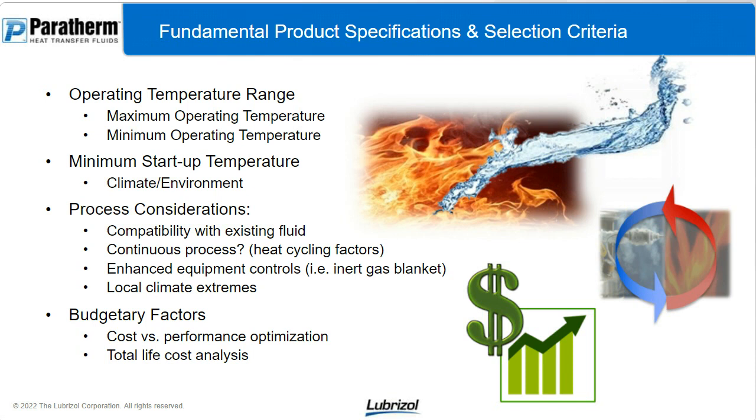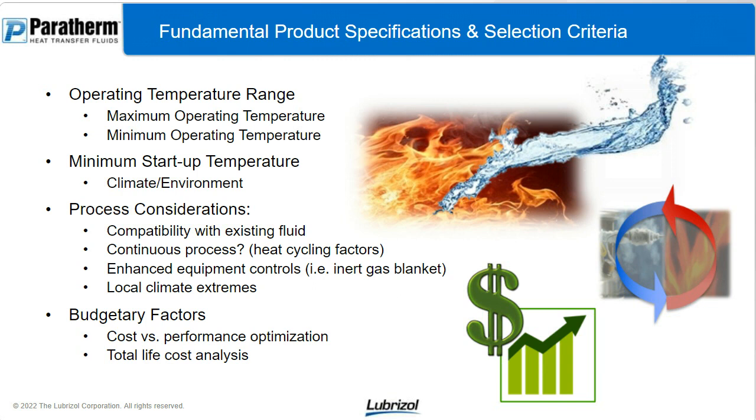Enhanced equipment controls, that's an important process consideration. We'll talk about that moving forward. We look at oxidation in the expansion tank, what we mean by inert gas blanket. That can also mean filtration systems. These are all ideal system advancements that we will talk about moving forward. Local climate extremes for the minimum startup temperature, and then obviously budgetary factors, cost versus performance optimization.